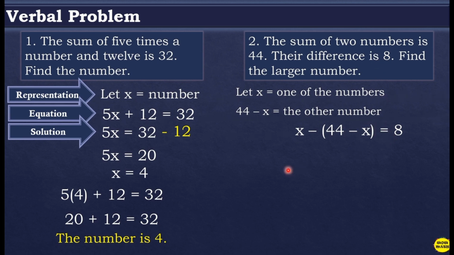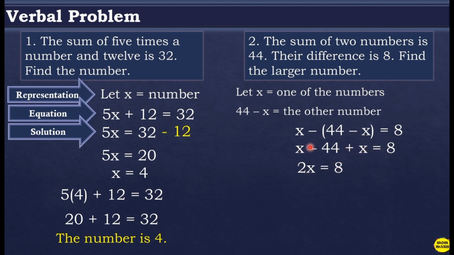Now, by the distributive property, we are going to eliminate the parentheses and distribute the negative. So we have negative times positive 44, that is negative 44, and negative times negative x, that is positive x. So we have x minus 44 plus x is equal to 8. Then we combine like terms: x plus x is 2x, so 2x minus 44 is equal to 8.